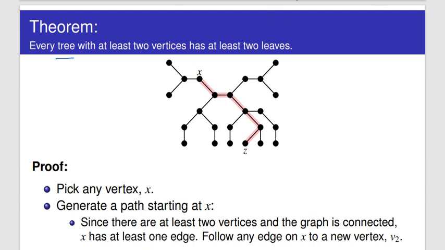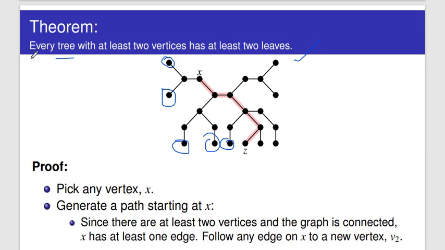For this graph you can see that this is also a leaf, with degree of vertex 1, and this is also 1. You can see that there are more than two leaves. But how do we prove that this theorem is true?